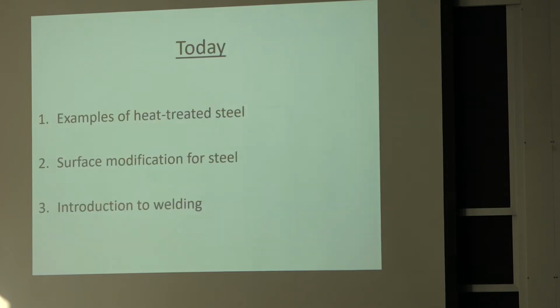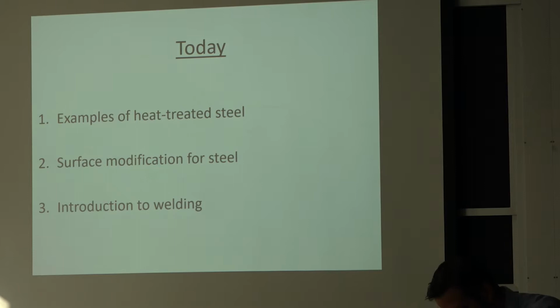Okay, so what we're going to do is give you some examples of where we use heat-treated steel. We've alluded to some of those on the board, but I have a few images for that. And then we'll talk about surface modification. I've got some examples here.